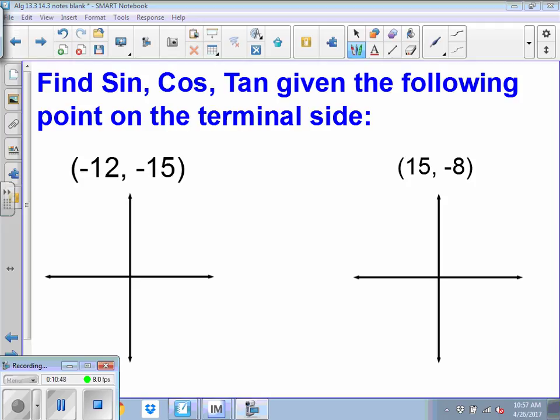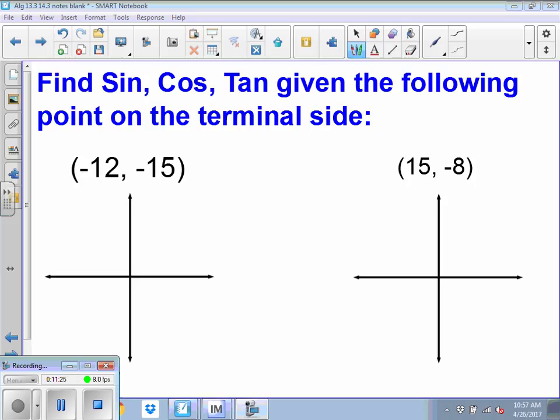All right, so it says find sine, cosine, and tangent given the following point on the terminal side. Yesterday we were graphing those, and we talked about initial side and terminal side. Terminal side is the angle, okay? So you're going to plot that point. You don't need to count out literally 12 spaces and 15 spaces. It just needs to be an estimate, because all you're going to do is draw a rough sketch of that right triangle. So, -12, -15, what quadrant is that in?